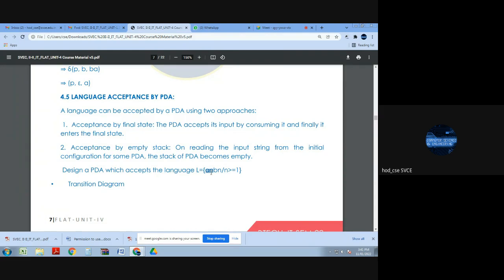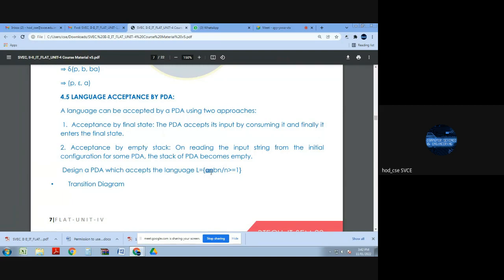This is because the A's were already pushed onto the stack, and now we are reading only the remaining B's. The condition is a power n, b power n. So if there are 2 A's, there should be 2 B's. If we read one B, we pop one A from the stack. So one B, one A. Next, we read the second B, and at the same time we pop the second A from the stack.